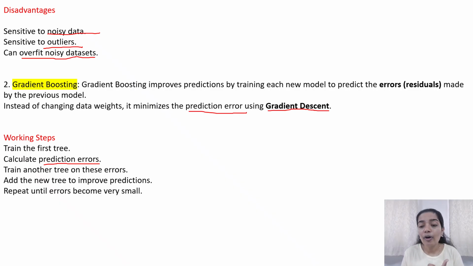But the important concept behind gradient boosting is that it uses gradient descent. Gradient descent is a method where we use the concept of derivatives to minimize a loss function, or in this case we can say we minimize the error. Gradient descent itself is a quite big concept, so we will be talking about that in some other video.